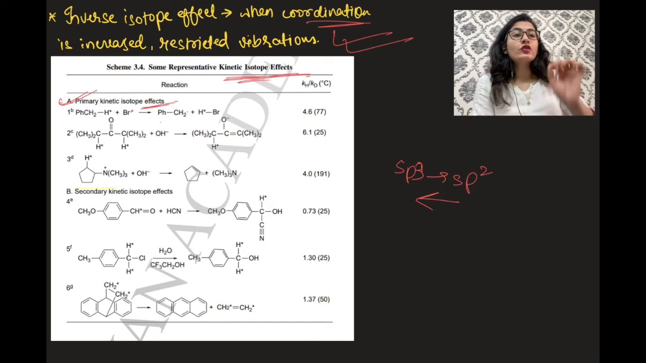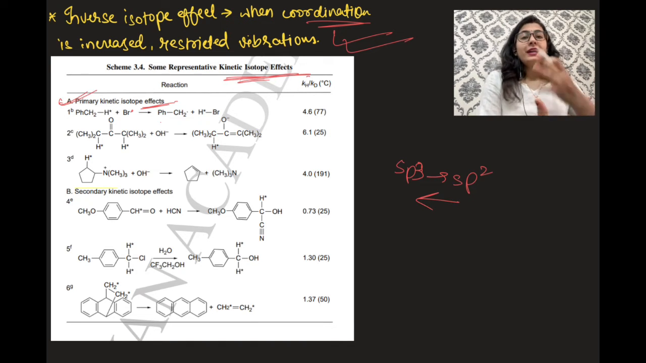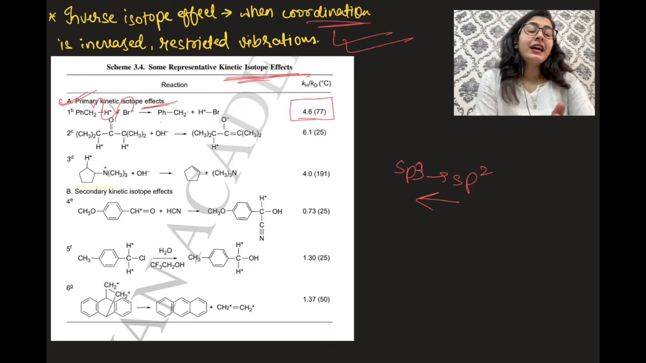We are going to check whether this benzylic hydrogen shows an isotope effect or not. Definitely there's only one step. It's an elementary reaction, and the bond breaking will be involved in the rate determining step. So this Br is going to abstract the hydrogen in this way. You see 4.6 is the ratio of kH upon kD at 77 degrees centigrade. Absolutely, it means it is showing a kinetic isotope effect.